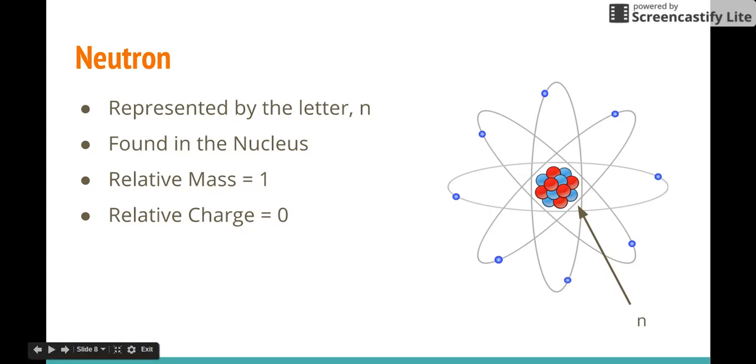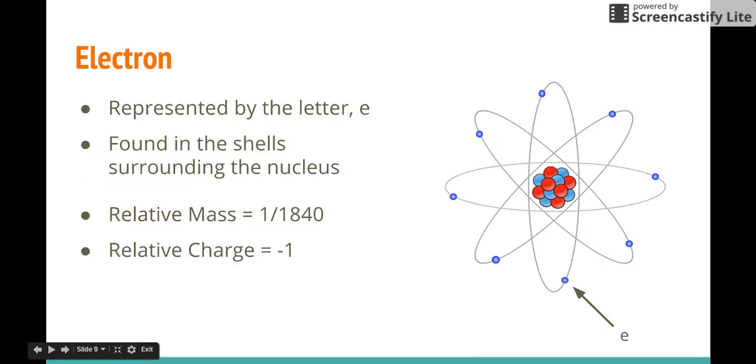So that's all right here. And then since they're neutral, they don't have a charge at all. So their relative charge is zero. And then our very last subatomic particle is the electrons. These are denoted by an E. So just think E, electron. And these are found around the nucleus. They just kind of wiggle all around here.